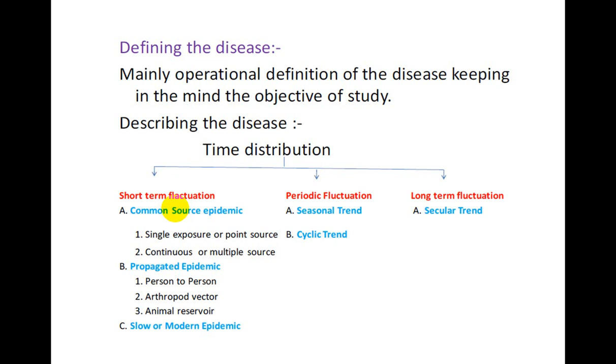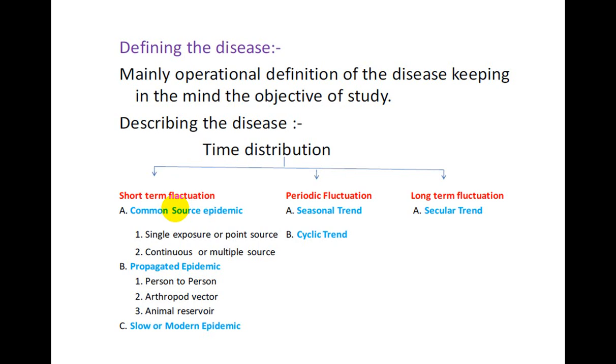These are also known as point source epidemics. The exposure to the disease agent is brief and essentially simultaneous. The resulting cases will develop within the incubation period of the disease. A common source of single exposure epidemic.